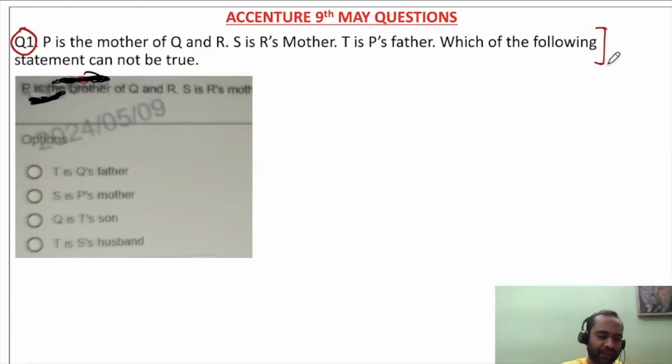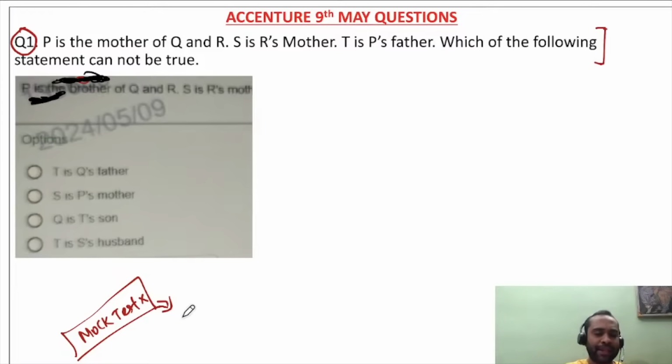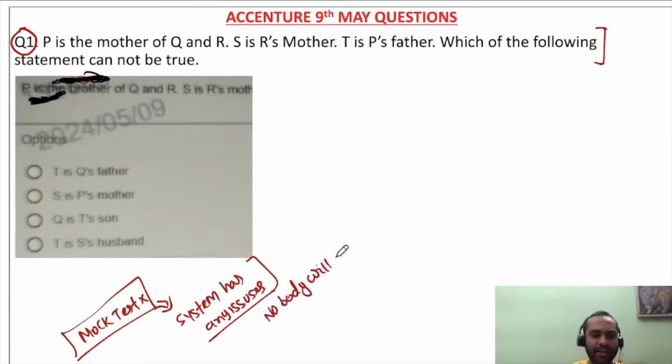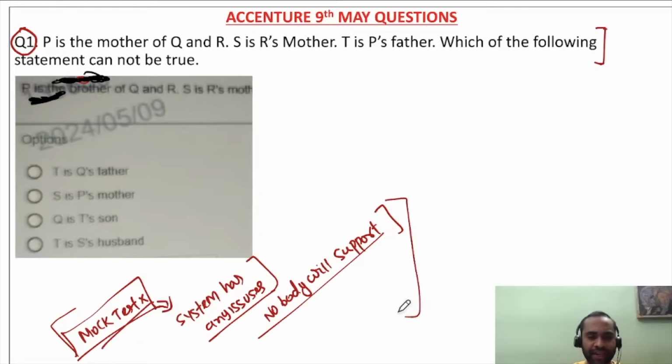Is a mock test necessary for Accenture? A mock test is not necessary. If you don't write the mock test, nothing is going to happen. But if you don't write it, you will not come to know if your system has any issues. And if your system has issues during the Accenture exam and you face problems, nobody will support you. So it's always better to write the mock test, and based on that you will come to know whether your system has any issues or not.